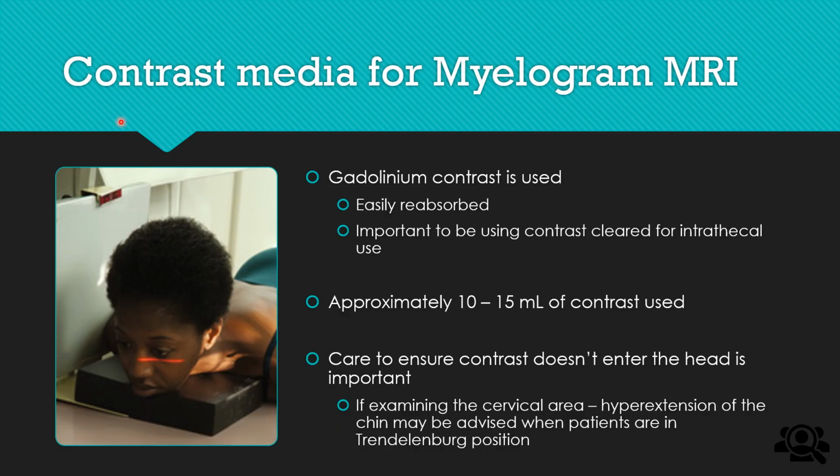All right, now we talk about contrast medium for myelogram MRIs. It's basically the exact same procedure, except that we're using gadolinium in this case. Gadolinium is a different type of contrast used specifically just for MRI. It's easily reabsorbed. Again, important to use contrast cleared for intrathecal use. Approximately 10 to 15 mLs or cc's of contrast is used. Make sure the contrast doesn't enter the head by hyperextending the chin.